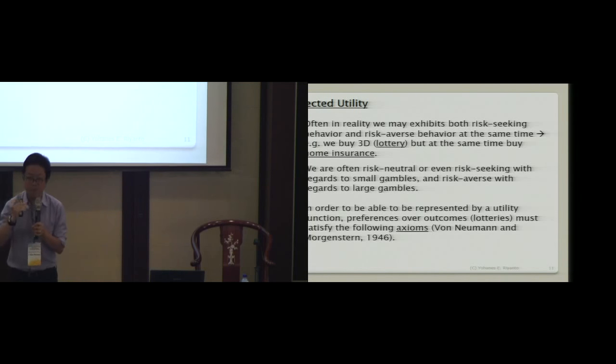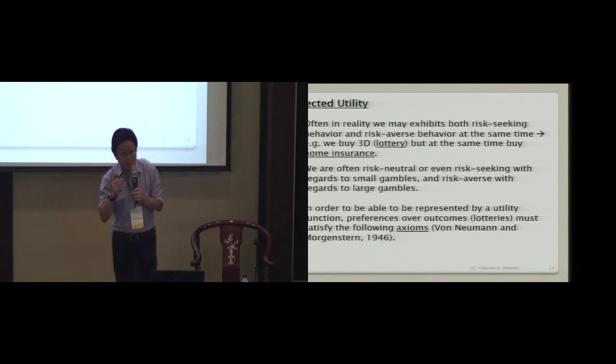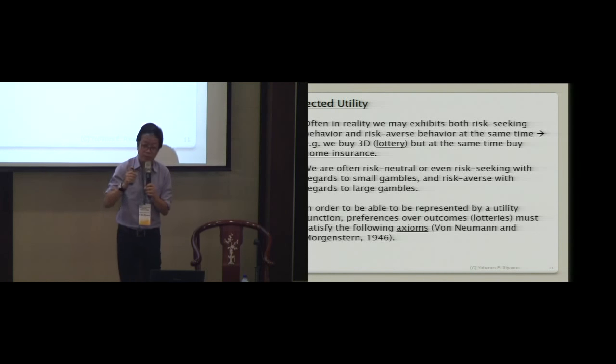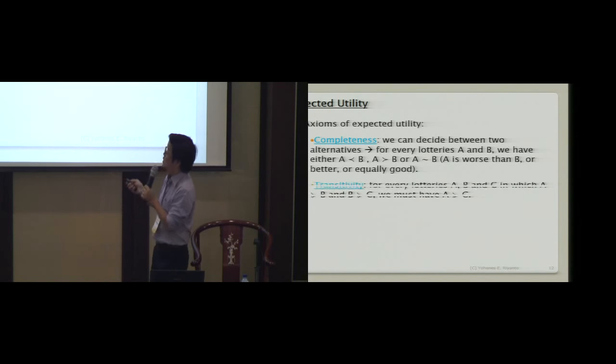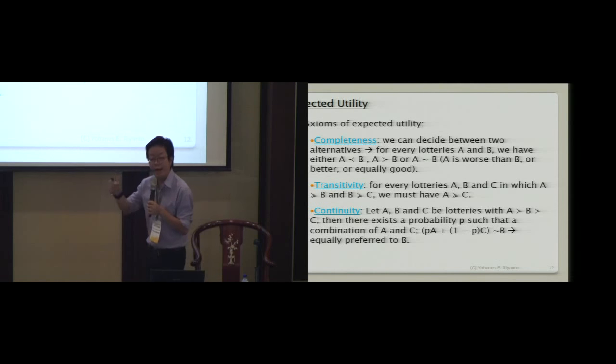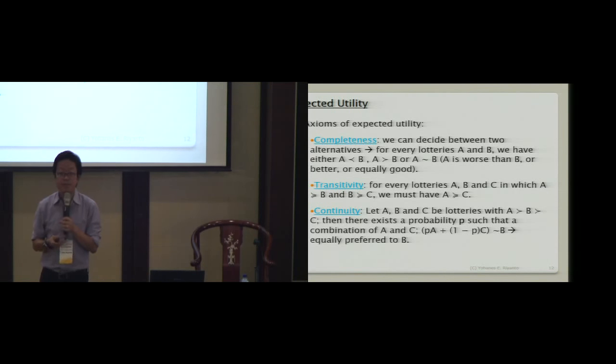So in order to be able to represent all this using utility functions, this is a little bit of background, some basic microeconomics here. The preferences that underlie these utility functions must satisfy a set of axioms. Okay, it's seemingly a bit technical, but I'll try to explain it intuitively. What does it mean, and where do we see it in the things that we observe from people when they make decisions?